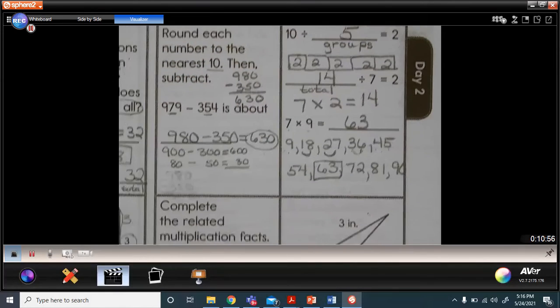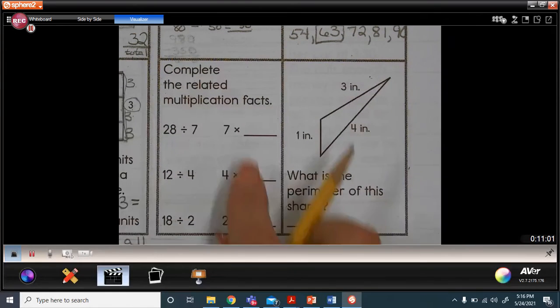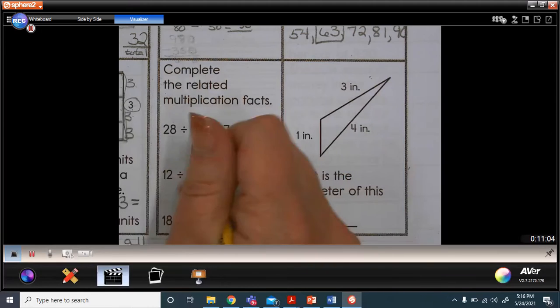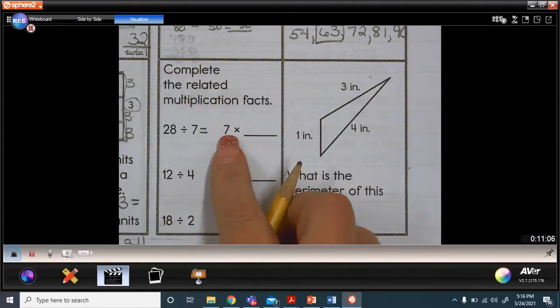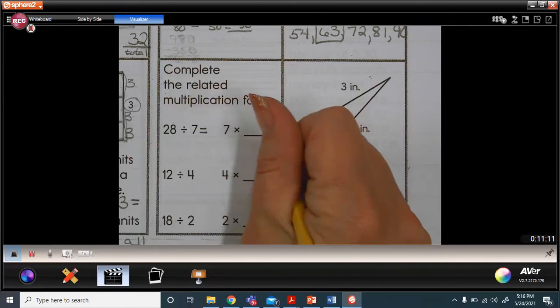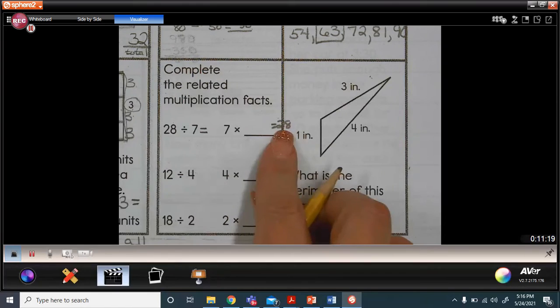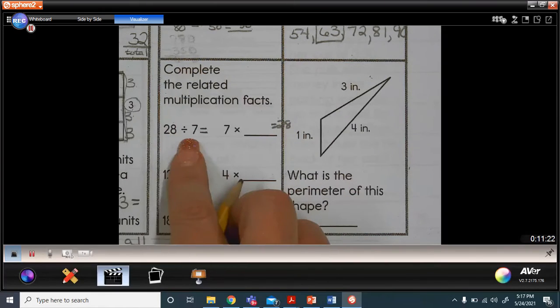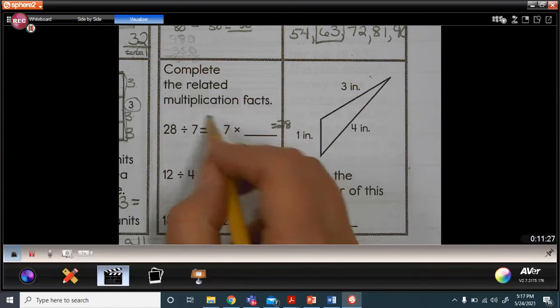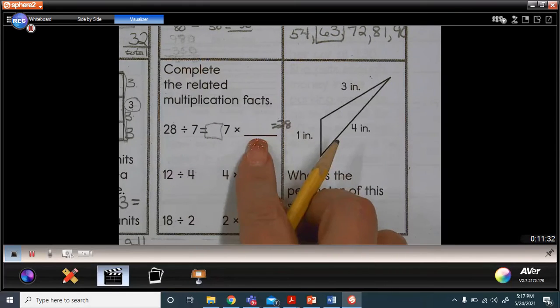All right, let's go ahead and take a look at our other facts here. We have a missing factor here, and since we have a missing factor, I need to know how many groups of blank it takes to make 28. So how many groups of, well, we could count by 7s and see how many groups of 7 it takes to make 28. Or I could take these 28 objects and put them into 7 equal groups. Either way, this should tell me how many objects are in each group.